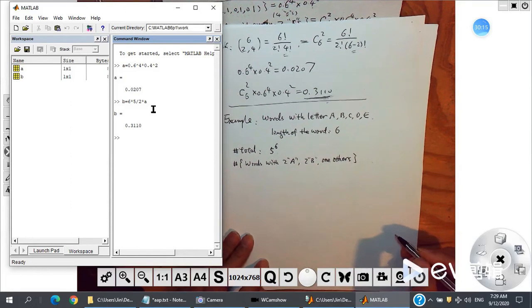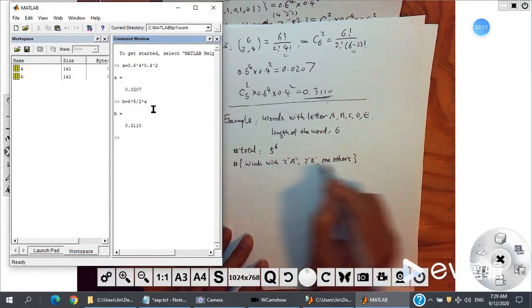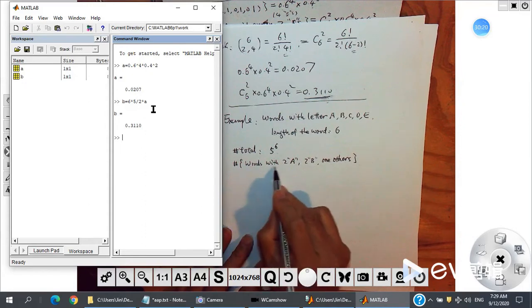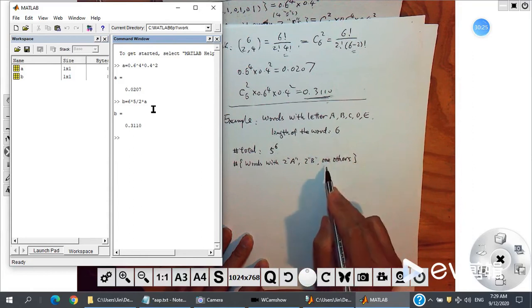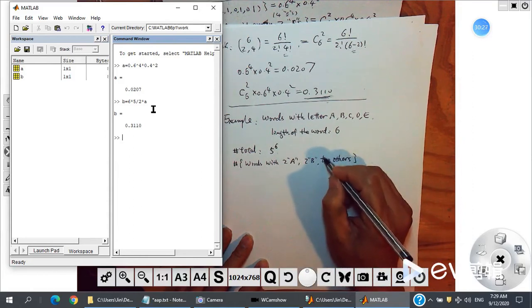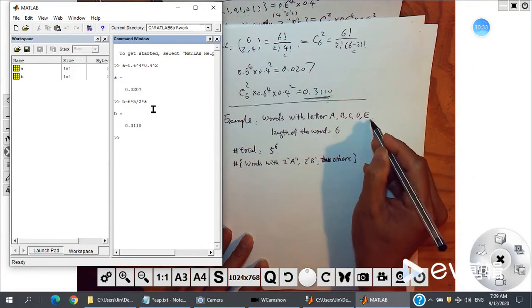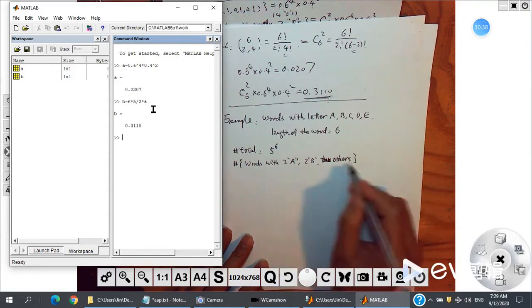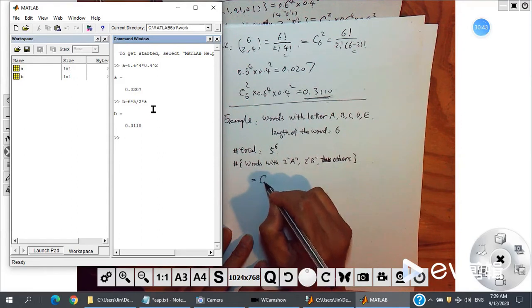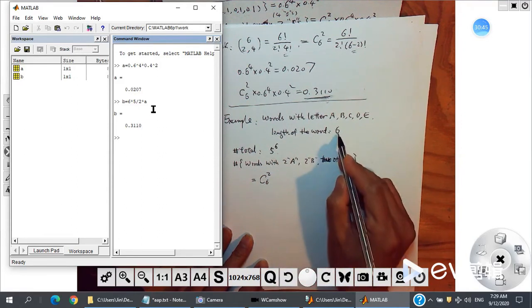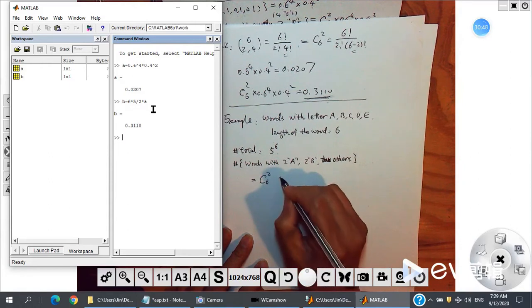Then we can have this amount, right? Words with 2 of A, 2 of B, and totally I have 6, right? So, two others, two of C, D or E, or maybe they are same. Then how many of these? I choose 2 from 6 for A, and then I have another 4 locations. I choose 2 for B.